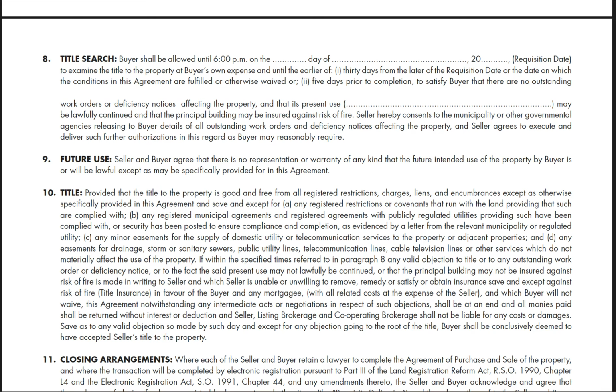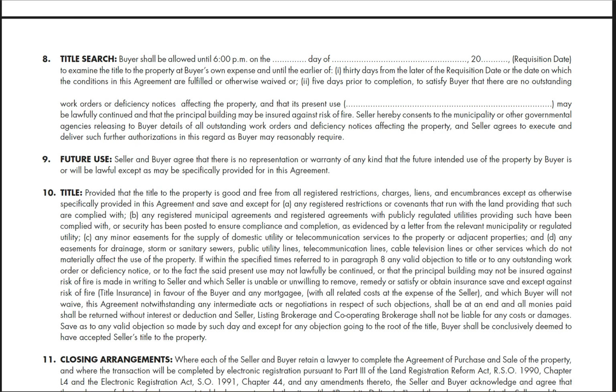So the title search is generally done through the lawyers, and the title search is basically a legal review of the property's ownership and history to ensure that the seller has the legal right to sell that property. So that there are no outstanding liens or mortgages or encumbrances that could affect the buyer, and that there are no zoning violations, work orders, or legal disputes affecting this property, and that the current use of the property is legal and can continue with that sale.